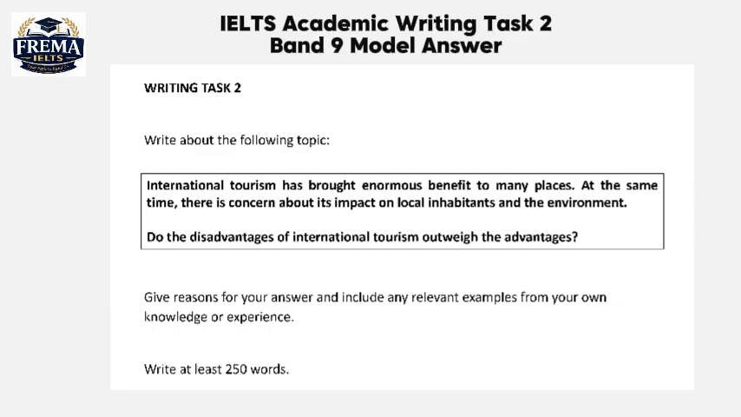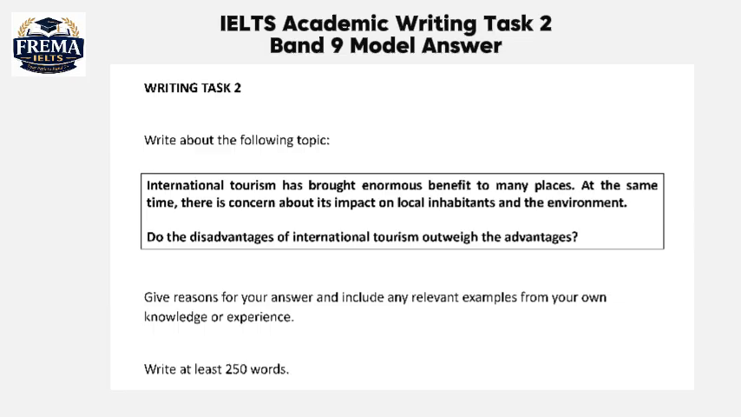after the explanation. Remember that the goal of Task 2 is to present a clear opinion, support it with logical reasons and relevant examples, and organize your ideas in a well-structured essay using clear vocabulary and accurate grammar. You must write at least 250 words. Now let's look at this IELTS Academic Writing Task 2 sample question.